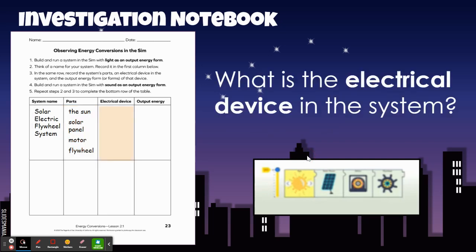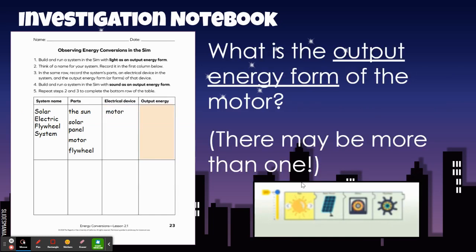The next thing is, what is the electrical device? What is the electricity coming into? Is it coming into the solar panel? Is it coming into the motor? Or is it coming into the flywheel? What do you think? If you said motor, you're right. Now, the electricity is coming into the motor, and the motor's moving, and what is its output energy?